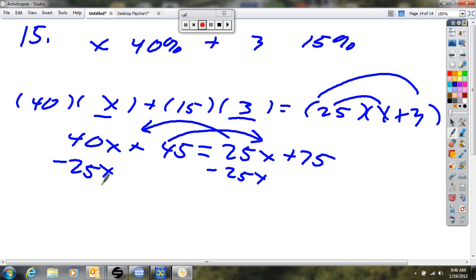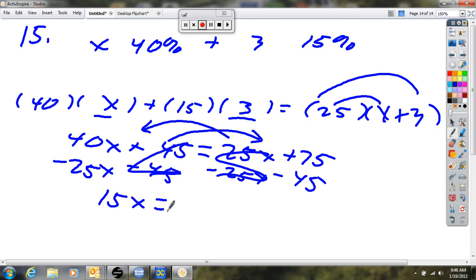I'm getting rid of the 45, right? So that's a plus, so it's minus 45. Minus 45. 25x's are gone. 45's are gone. What's 40 take away 25? 15x equals 75 minus 45 is 30. Divide by 15. And x equals 2.